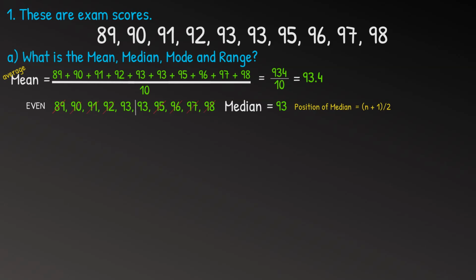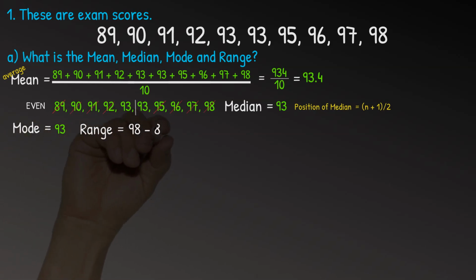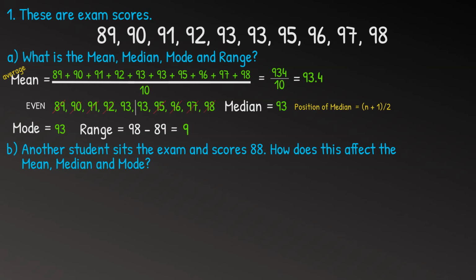We're also asked to find the mode, and the mode is the number that occurs most frequently. Well, all the values here occur once apart from 93, so the mode is also 93. And the range is the highest number minus the lowest number, so that's 98 minus 89, so that's equal to 9.